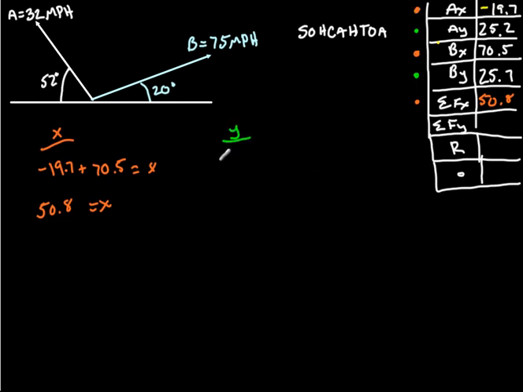And we're going to do this in green. Taking our y, we get 25.2 plus our 25.7 equals y. We get a y component of about 50.9.